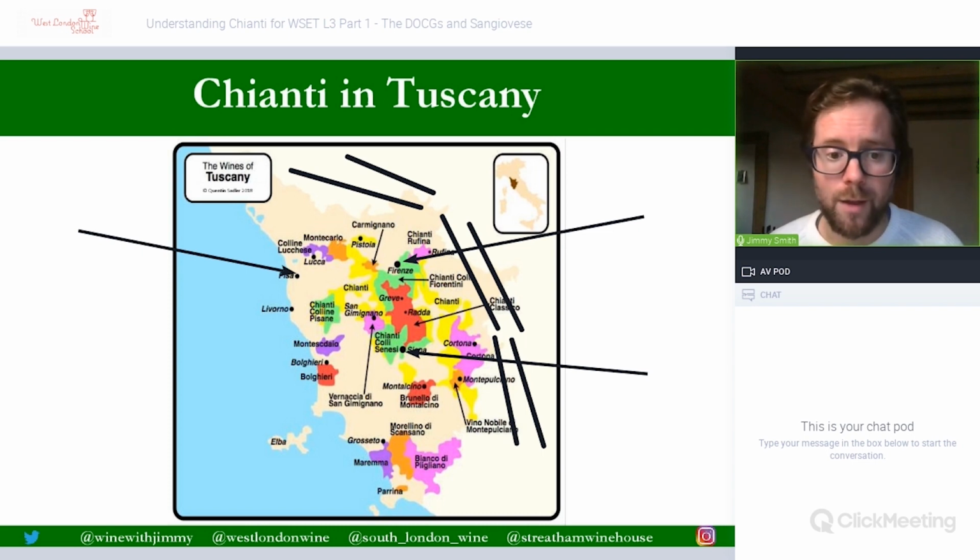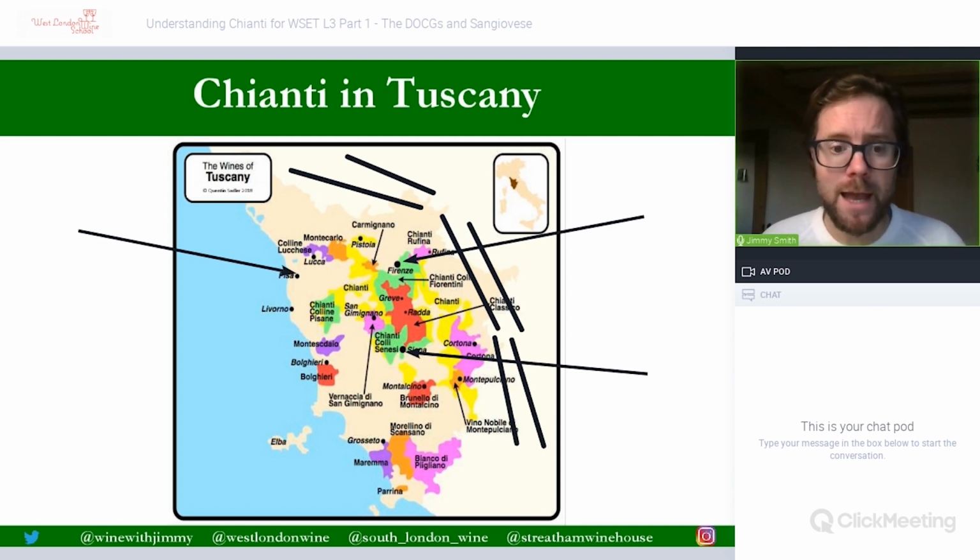Sangiovese is the dominant grape variety, but reds will be blended here, so you will find blends. For example, standard Chianti can have up to 30% of other grape varieties blended in, which will be both French and Italian in origin: local Italian varieties, and then some other French varieties like Merlot, for instance, and Cabernet Sauvignon. So other grape varieties can be blended into these.